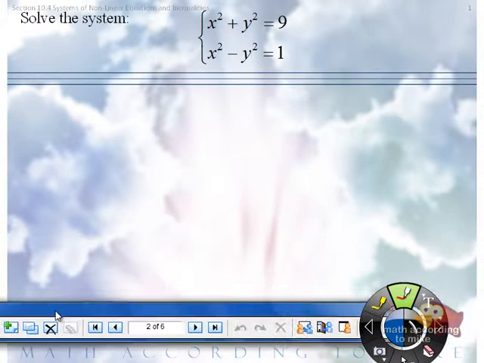x squared plus y squared equals 9, and x squared minus y squared equals 1. Of your two methods, elimination would probably be a lot easier for this one. The way you can tell is because we see common terms in both equations. Both of them have x squareds, both have y squareds. And notice one y squared has a positive coefficient of 1, the other has a negative 1 coefficient. So we're going to use elimination here.